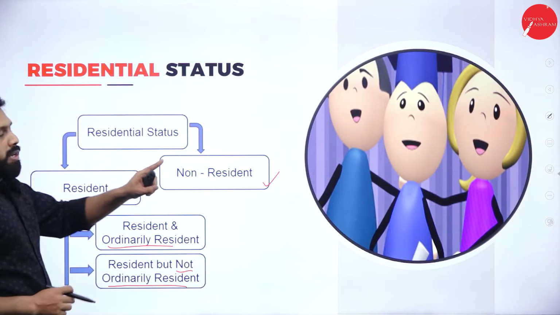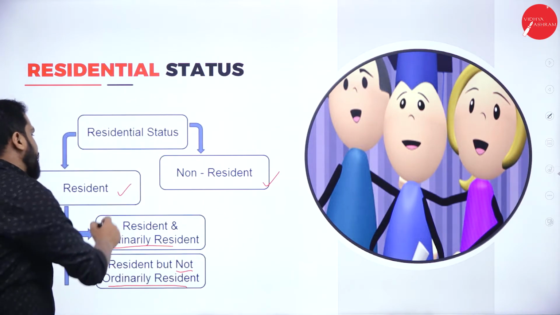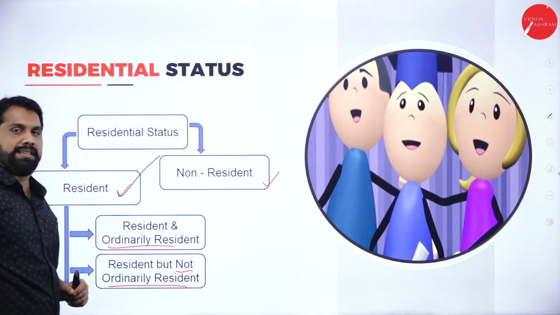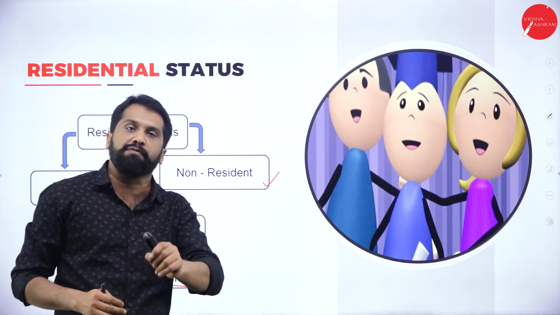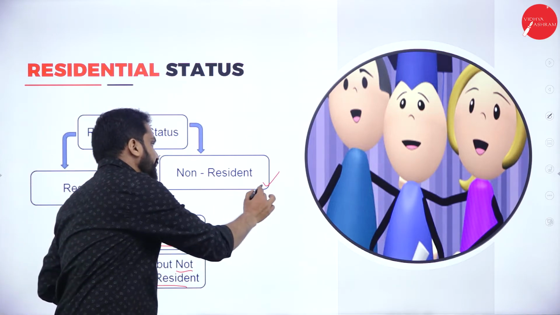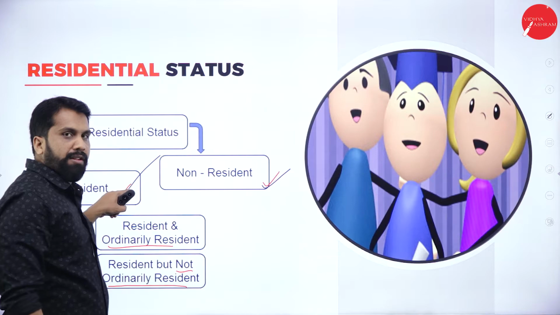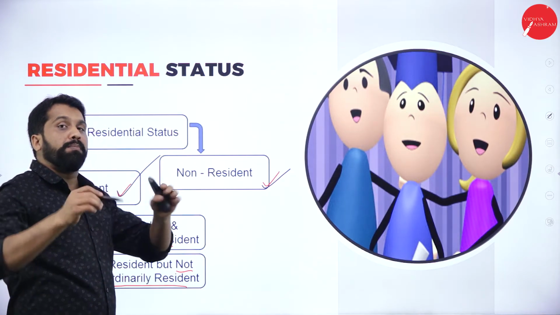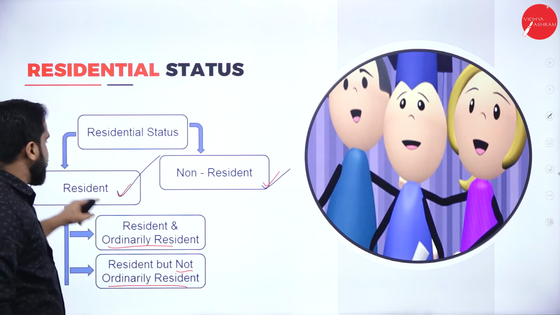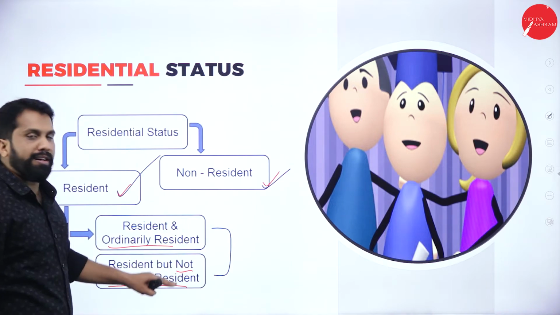See, out of two conditions, if he fulfilled any one, he will be called as what? Resident. If he did not fulfill both conditions, then he will be called as non-resident. Out of two, any one he should fulfill. Both not fulfilled, non-resident. Both fulfilled, then he is a resident. Clear? Still we have not come to this part.